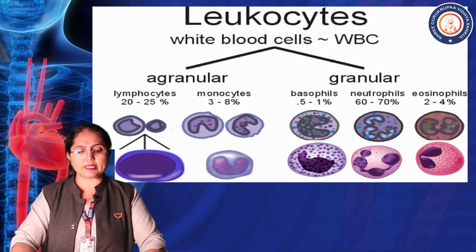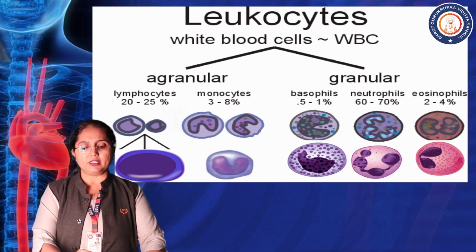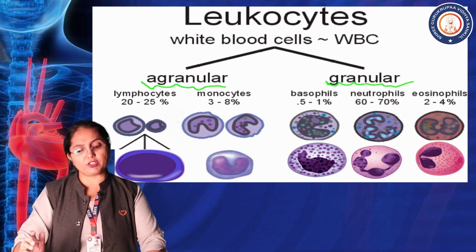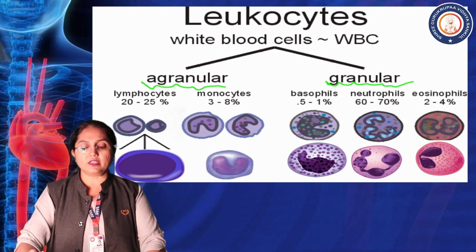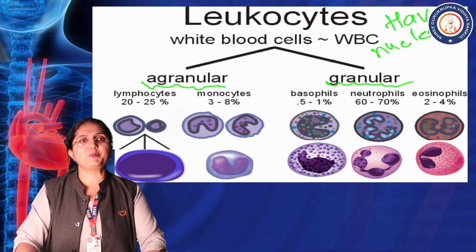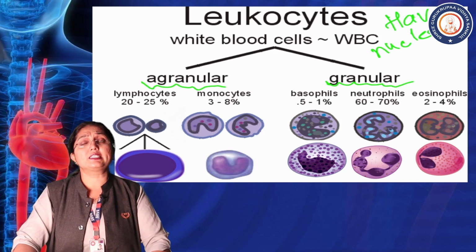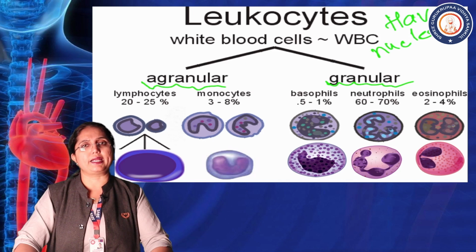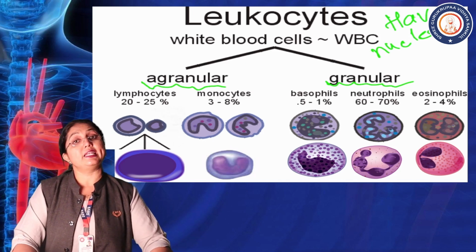The WBCs are especially of two types: agranulocytes and granulocytes. And to your great surprise, I can say that the WBCs are nucleated. They have a nucleus in them, and just because of the presence of this nucleus, the cells are living. RBCs did not have a nucleus, so they were dead cells. But here the WBCs or leukocytes have a nucleus inside, and that's why they are living cells.